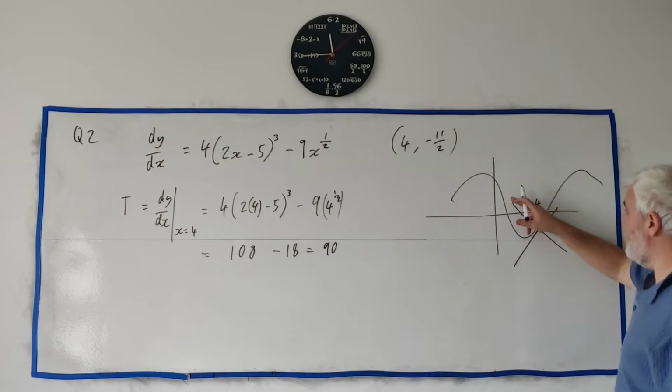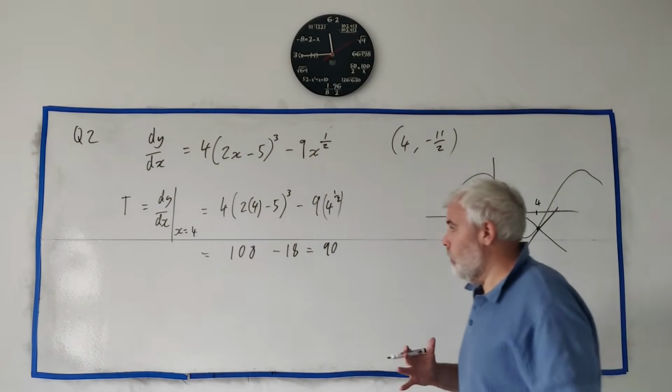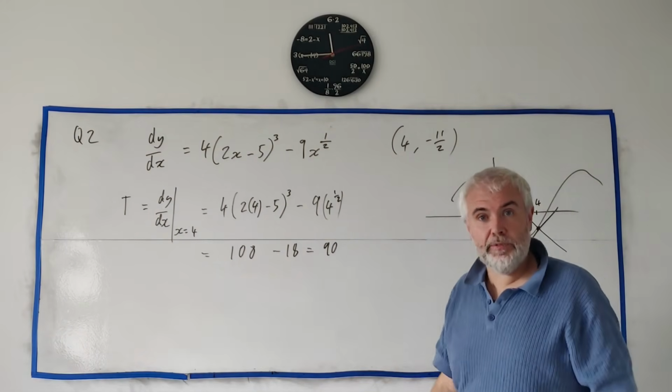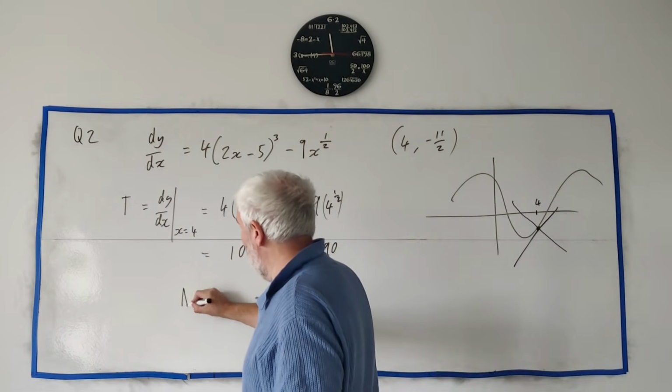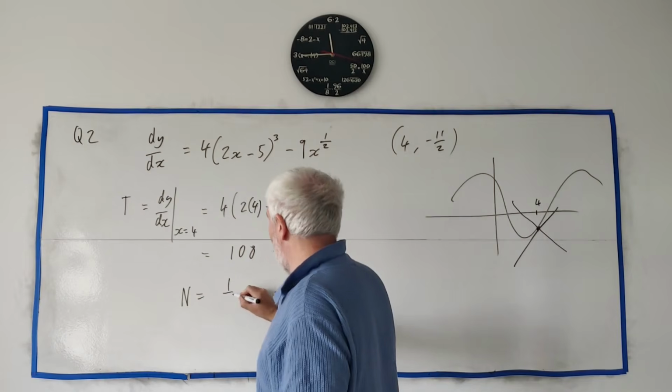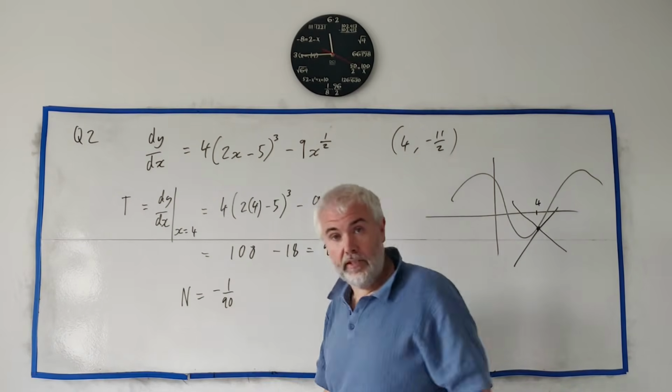What is the gradient of the normal? Well, that's easy to do. We turn it upside down and change the sign. So the answer they're looking for, the normal, is minus 1 over 90.